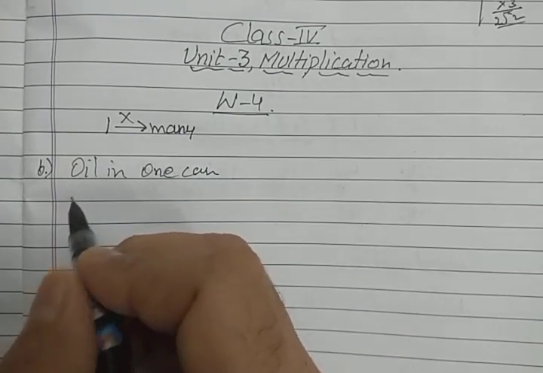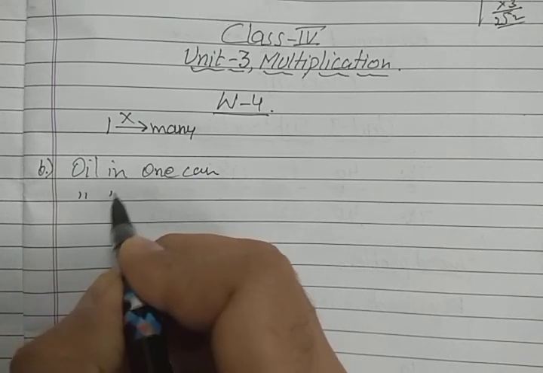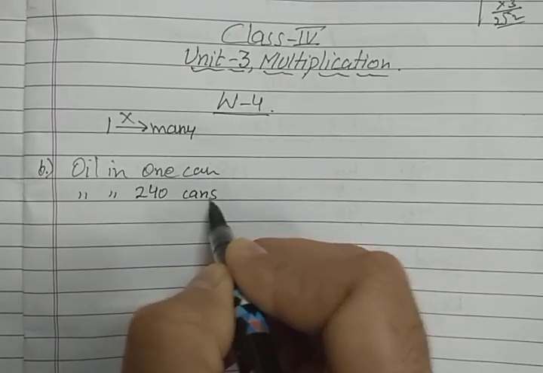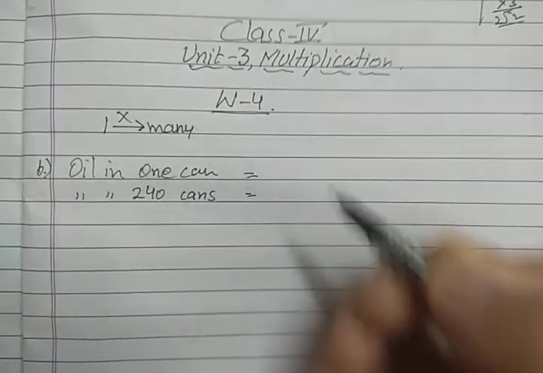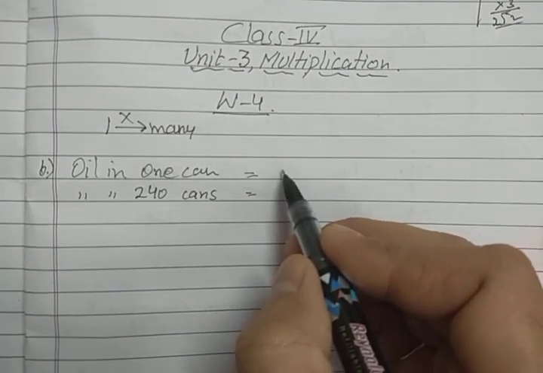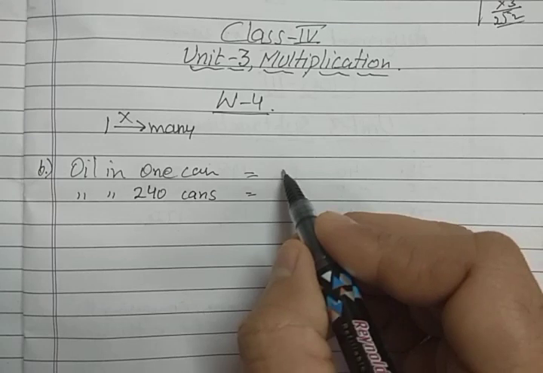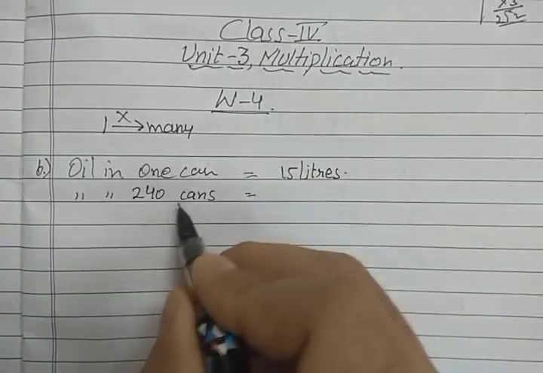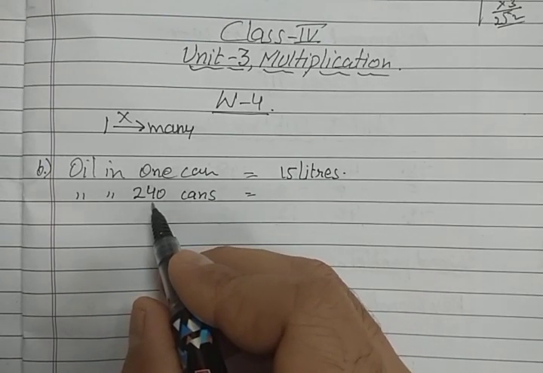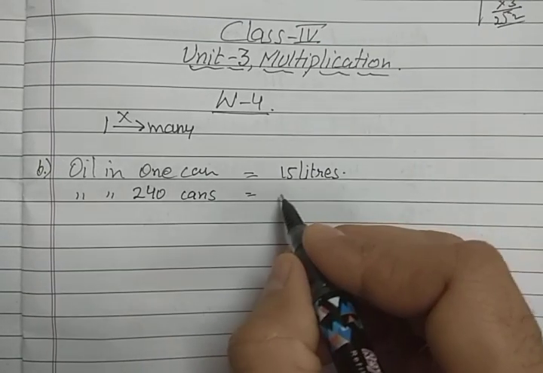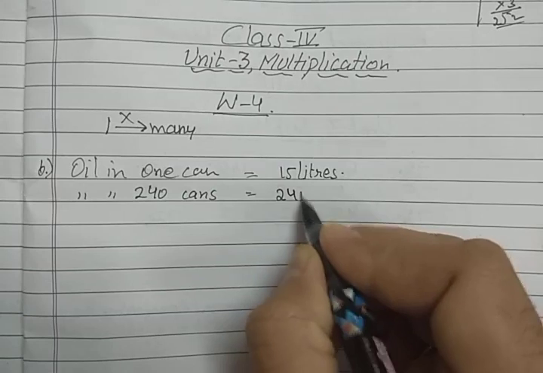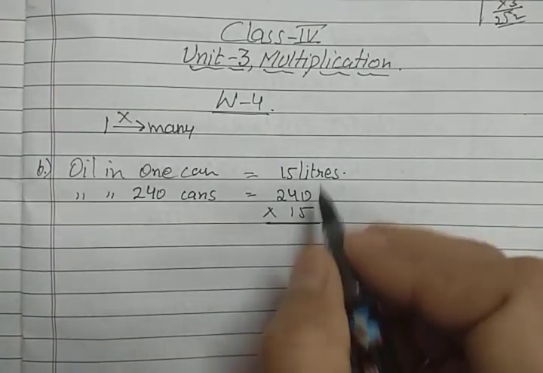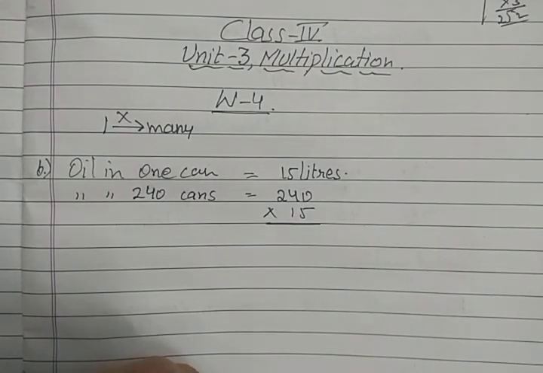And you have to find out the oil in 240 such cans. So oil in one can is 15 liters. So you have to find out the oil in 240 such cans. So we will multiply 240 multiplied by 15 liters. We will get the answer.